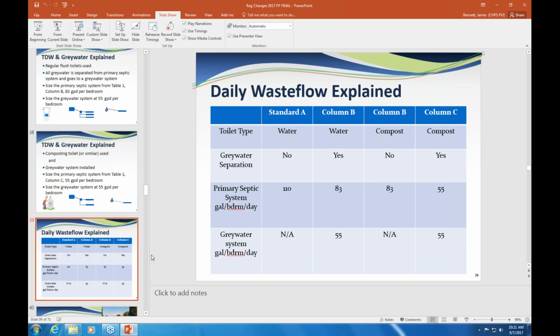Next one, column B, your toilet type is composting toilet. There is no gray water separation. So primary septic system is sized at 83 gallons per bedroom per day. The gray water system doesn't apply because there is no separation. And your last one, column C, your toilet type is composting. The gray water is being separated, so your primary system is going to be sized at 55 gallons per bedroom per day, and your gray water system is going to be sized at 55 gallons per bedroom per day.